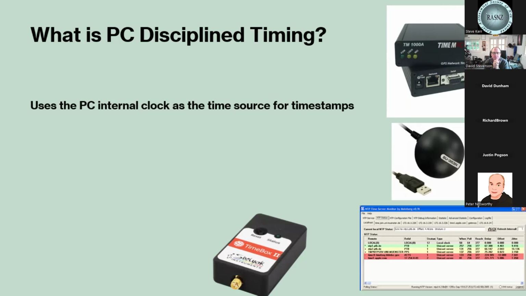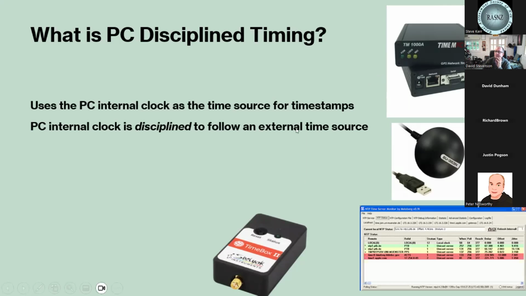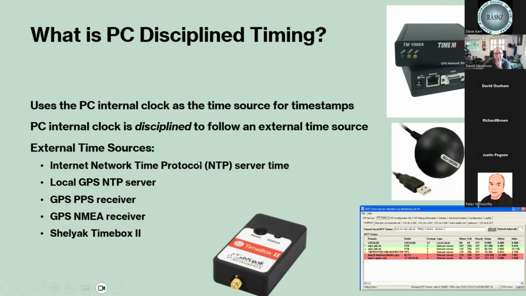Now we know that PC time is not that great. It's certainly nowhere near good enough for high precision occultations. So what we do is we discipline the clock following an external time source. So we have to get some external time source that is accurate into the PC, and then there's some software to nudge that PC time closer to that time source. And there's a whole bunch of external time sources that can be done.